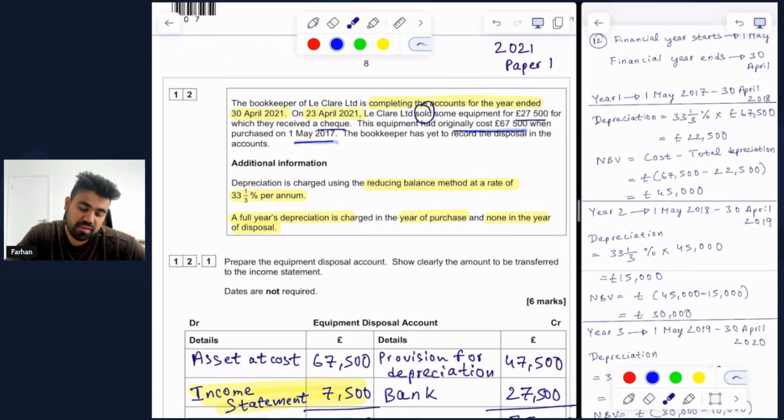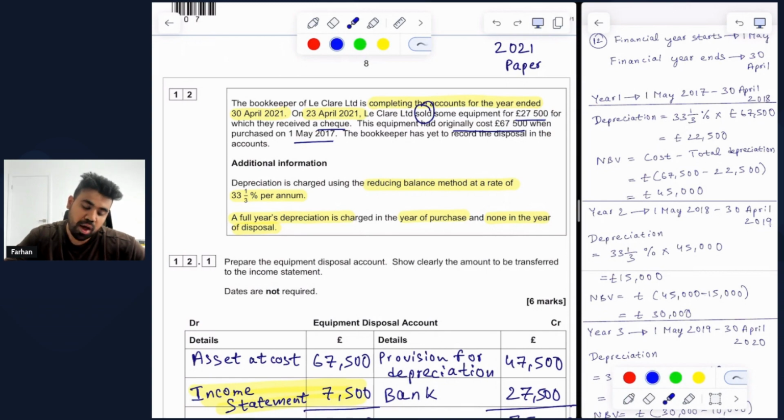The bookkeeper has yet to record the disposal in the accounts. We have also been provided with some extra information. The depreciation is charged using the reducing balance method at a rate of 33.33% per annum. We also know that a full year's depreciation is charged in the year of purchase and no depreciation in the year of disposal.